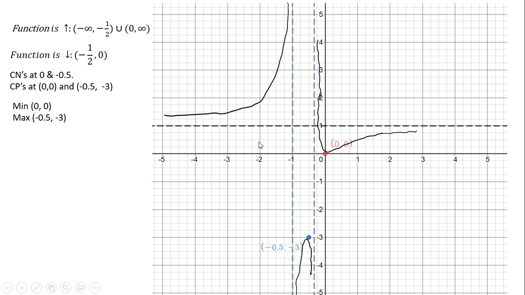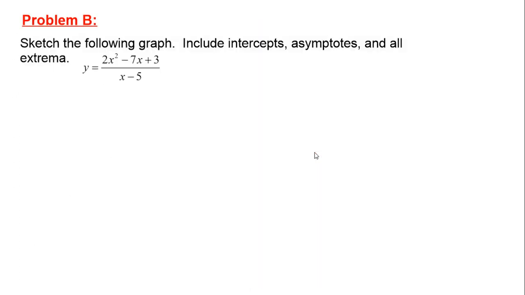Is it decreasing from minus a half to 0? It is decreasing from minus a half. It is again broken up from this little part right here, but it is decreasing anywhere from minus a half up to 0, even though there's a part that interferes with that in the middle here. So all of that squares with what we said before. Let's go back and look at problem B now.